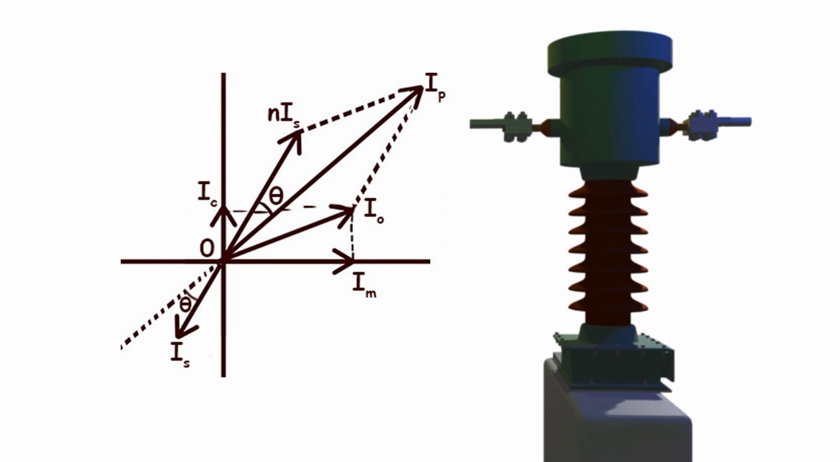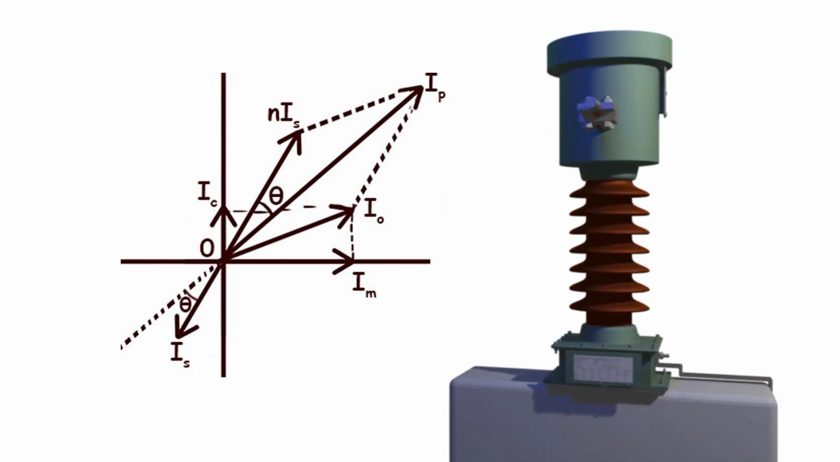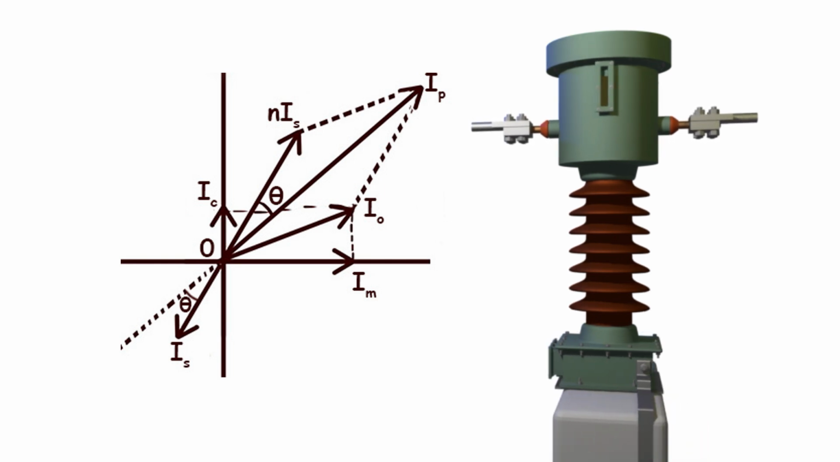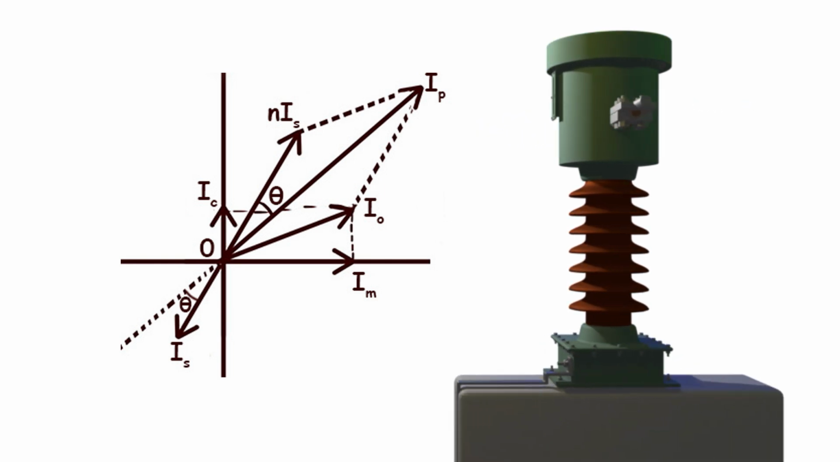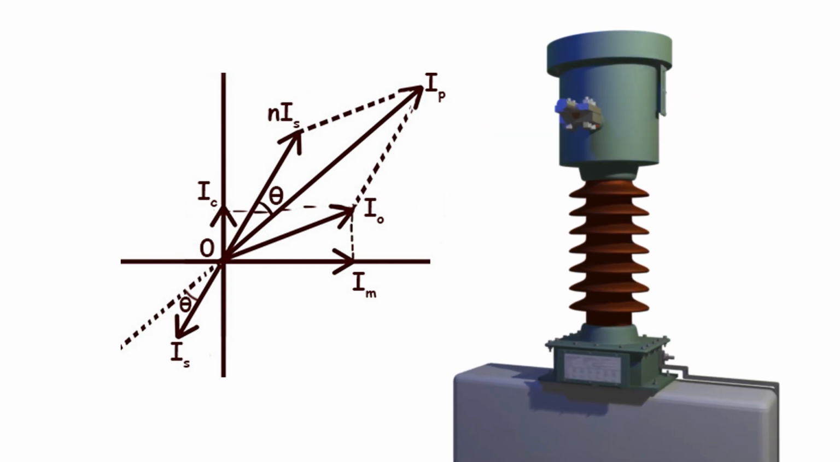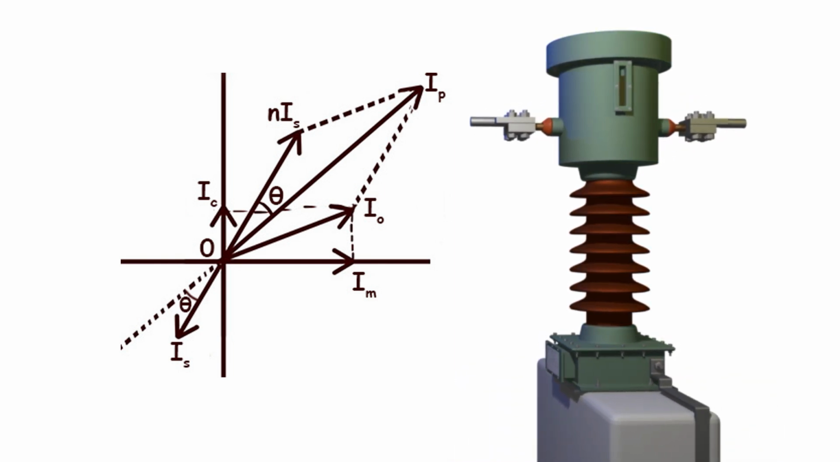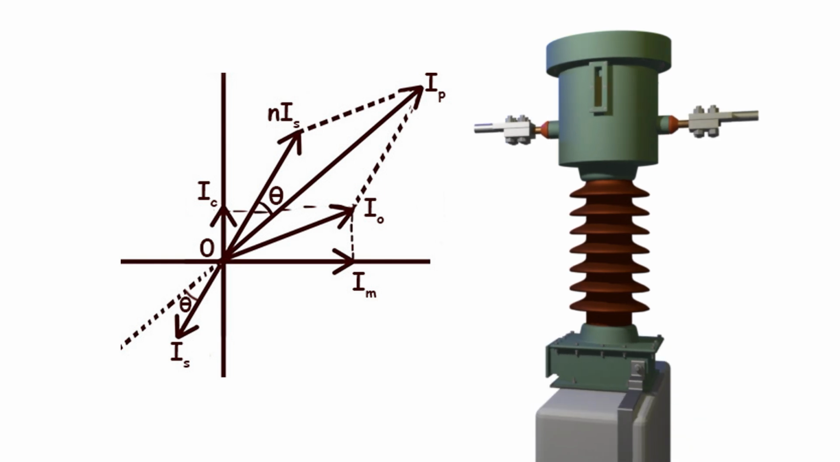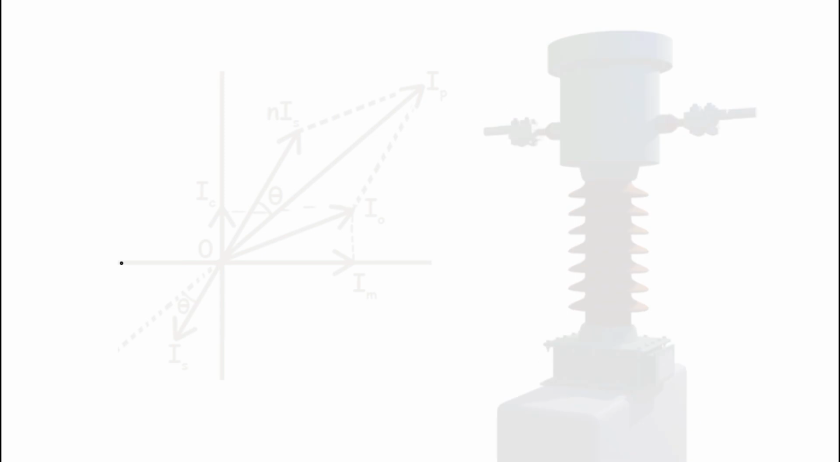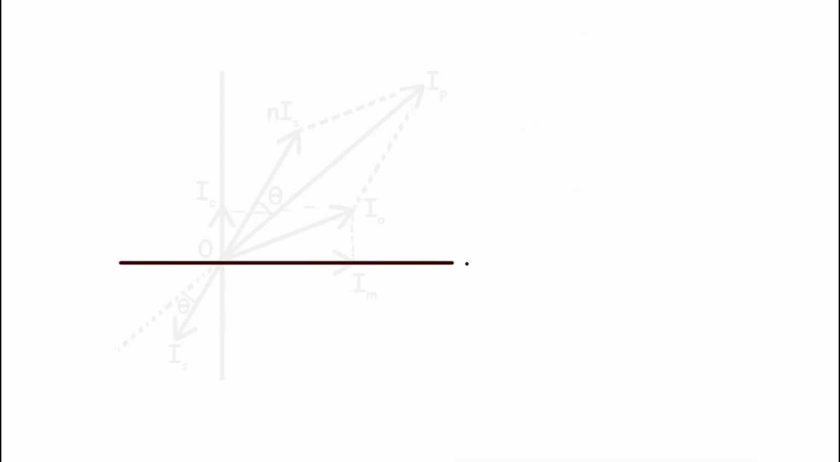In this session, we will clearly understand how the magnetizing current, core loss current, excitation current, and the referred secondary current combine to form the actual primary current of a CT. We will also see how these vectors help us identify the ratio error and the phase angle error in a current transformer. Let's begin.